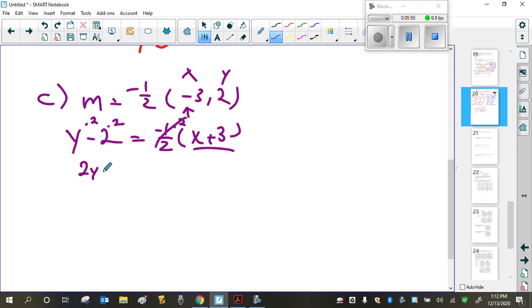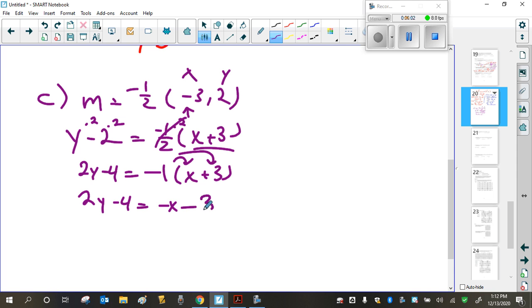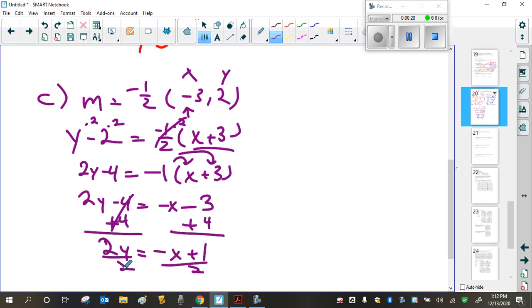You get 2y subtract 4. Don't forget there's a -1 here. You can't just lose it, or you're going to get the wrong answer. Now you distribute the -1. And that's last time I went general form right away. I could do that, but let's just do slope intercept form first. Divide by 2. We get y equals -1/2 x plus 1/2.